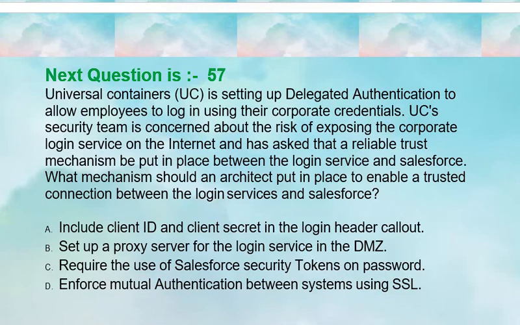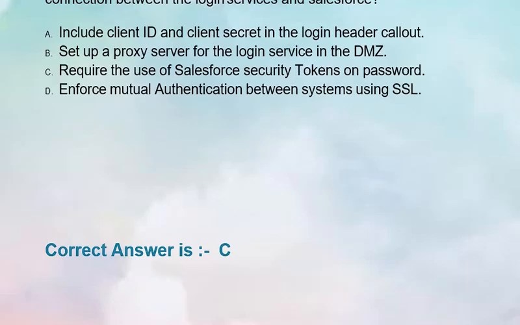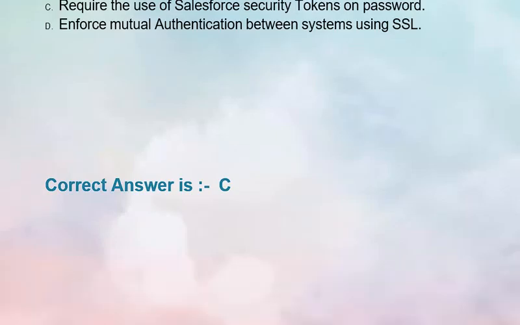Option A: Include client ID and client secret in the login header callout. Option B: Set up a proxy server for the login service in the DMZ. Option C: Require the use of Salesforce security tokens on password. Option D: Enforce mutual authentication between systems using SSL. Correct answer is option C.